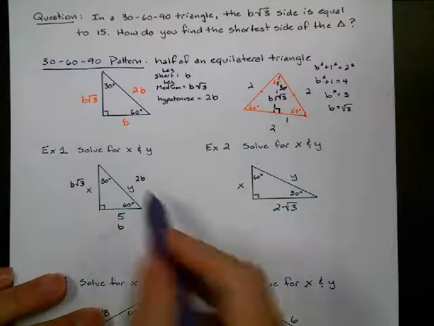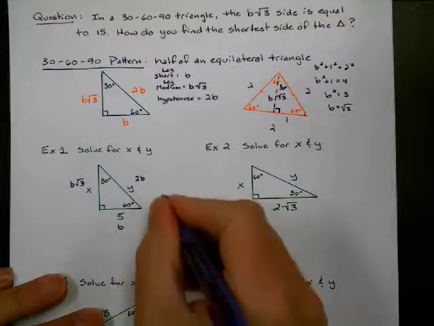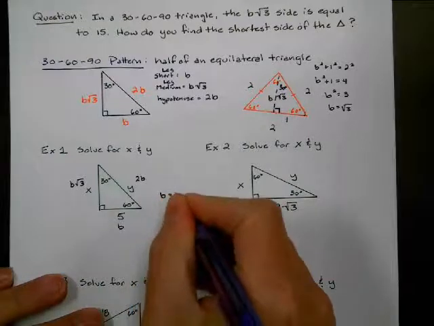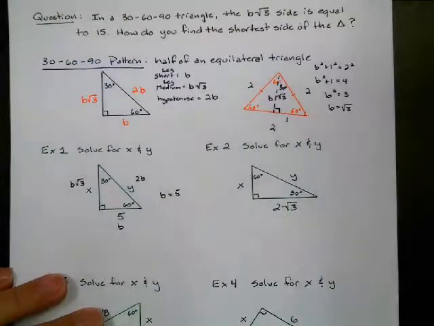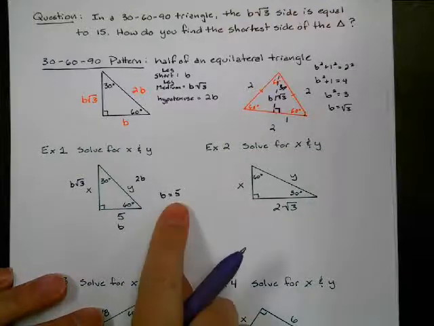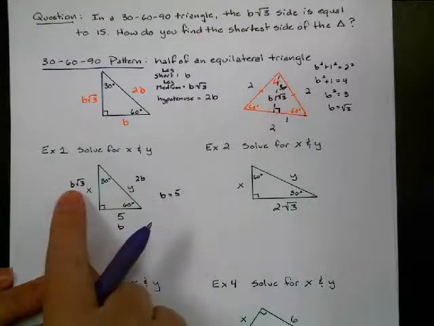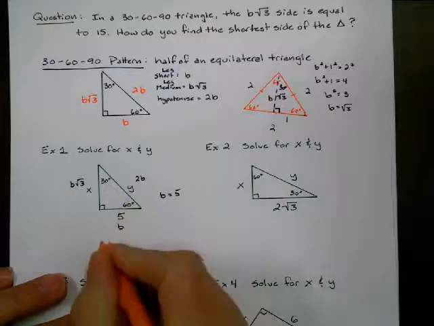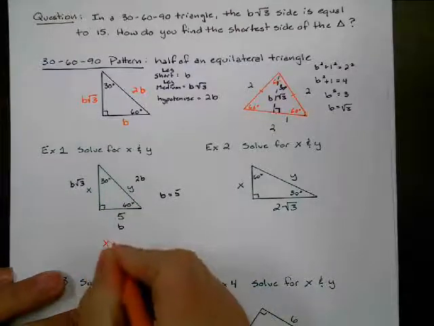So in this pattern, I notice that B is equal to 5. So now anytime I see B, I can just plug in 5. So X is the B root 3 side.